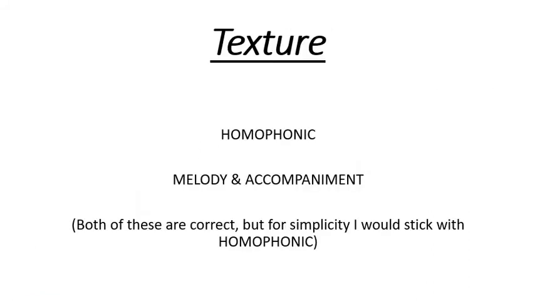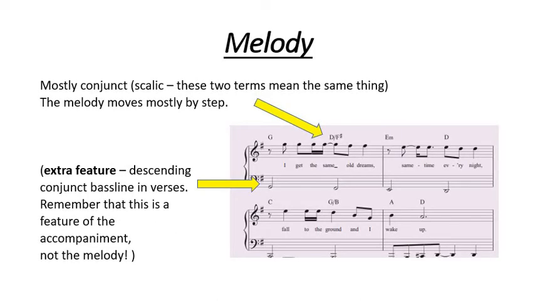Texture, really straightforward. It's homophonic, it's melody and accompaniment all the way through, as all pop songs are. So both of these are correct, but for simplicity I would just stick with homophonic. Melody again, fairly straightforward. It's mostly conjunct or scalic. Both of those terms mean the same thing, which means that the melody moves by step.